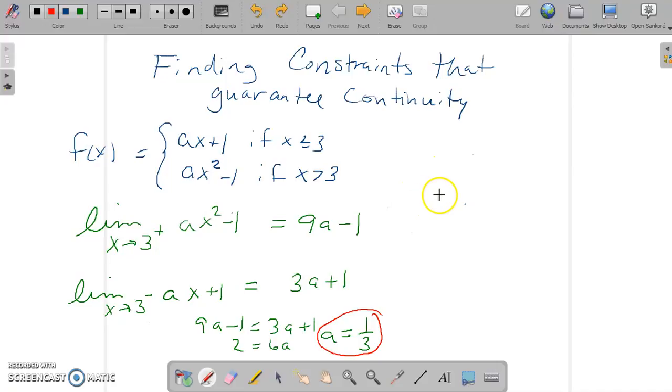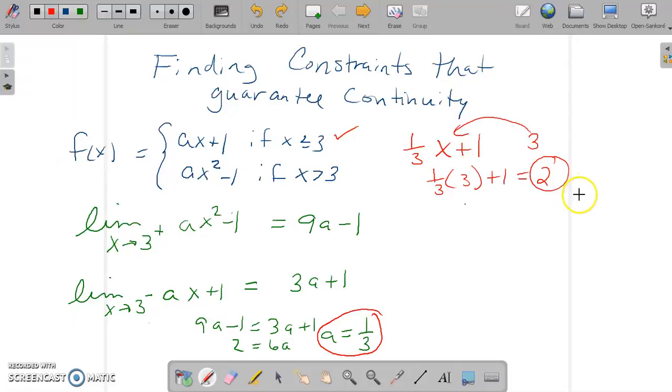Just to be safe, we're going to check some things. First of all, I'm going to check and make sure there is a value at 3 when a is 1/3. So we would have to use this one, 1/3 x plus 1. So I'm going to plug in 3 for my x. So 1/3 times 3 plus 1, I get 2. Okay, 2 is the value.